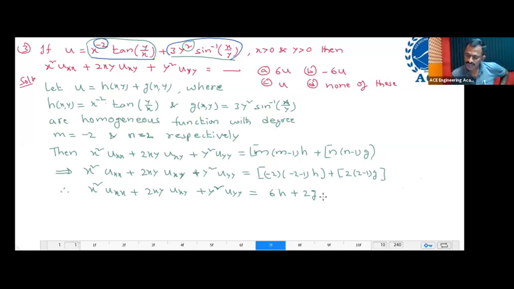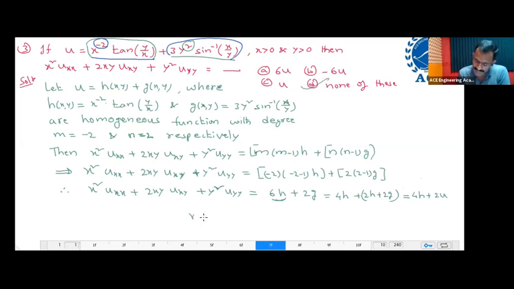None of these. Or we can simplify this also. We can separate the 6h as 4h plus 2h plus 2g, that is 2 into h plus g. This is equal to 4h plus 2u, we can also write. Anyhow, this is the none option. So none is the correct answer.